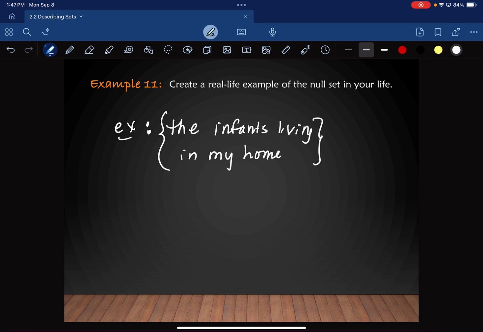I want you to write one down for your life. What is an empty set in your life or a null set in your life? So take about 30 seconds, a minute, write one down.